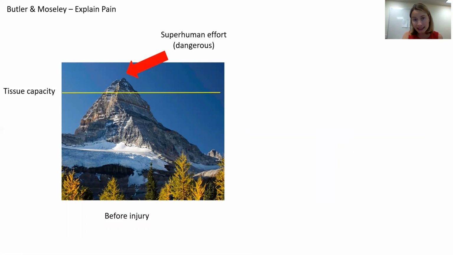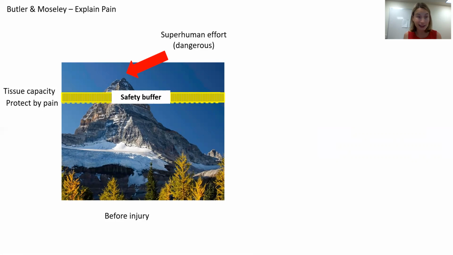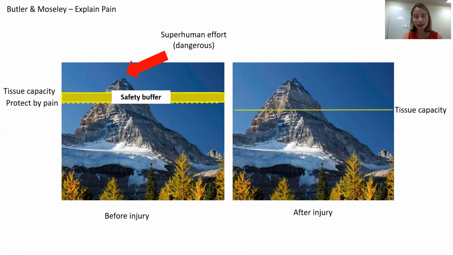But what's important is that actually we all have a protect by pain line in terms of the amount of activity that we do that occurs before we reach tissue capacity. We all have a safety buffer. And this is to stop us from getting injured. It's adaptive. That's the point of pain, is to stop us from being injured, to tell us about it before there's a problem.